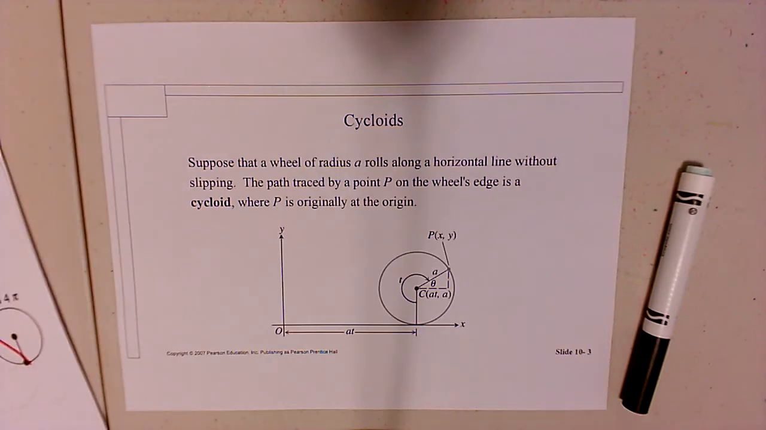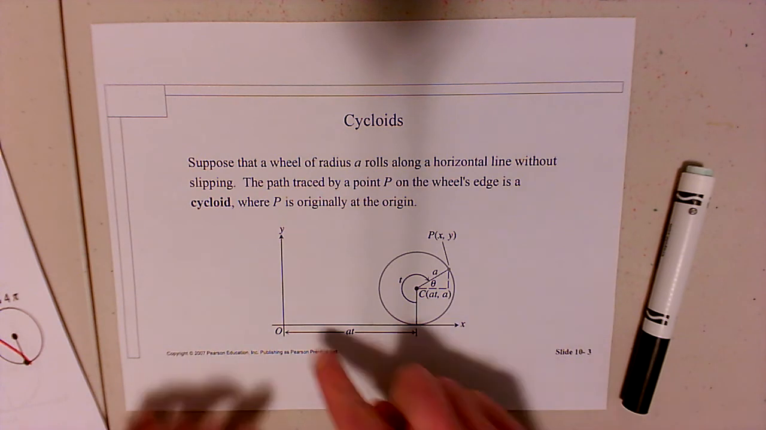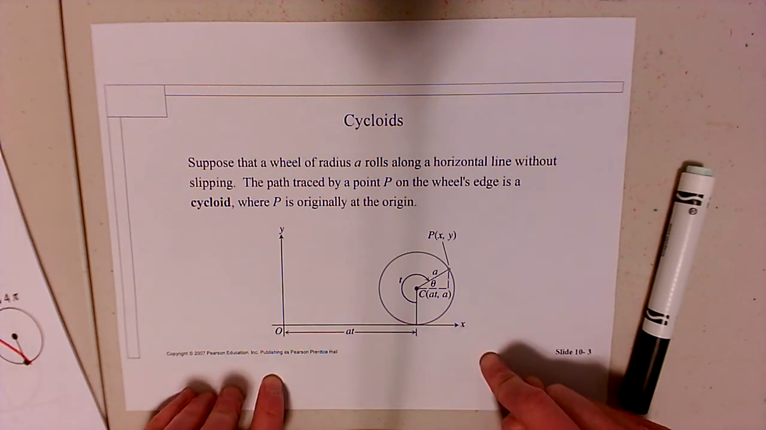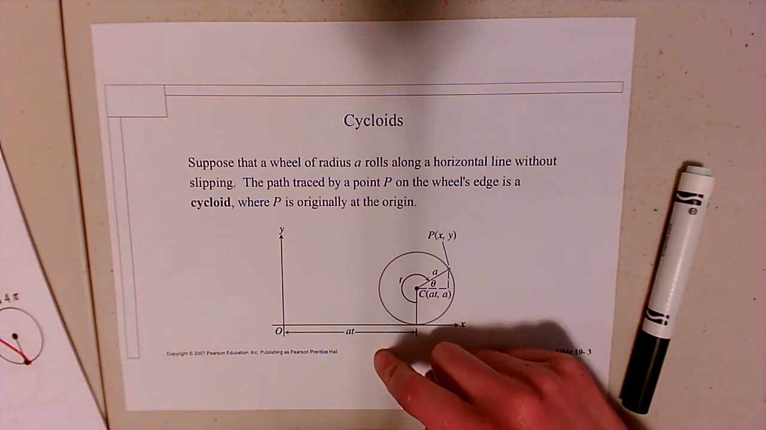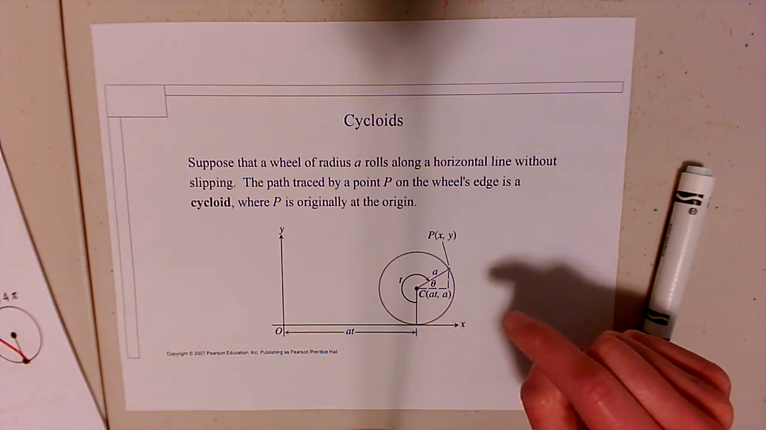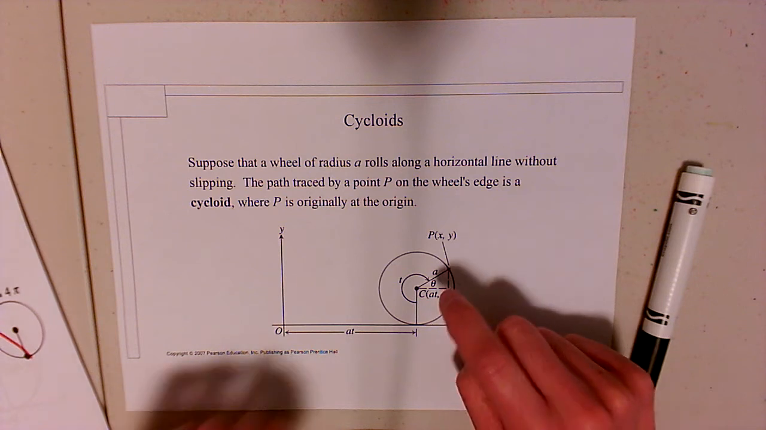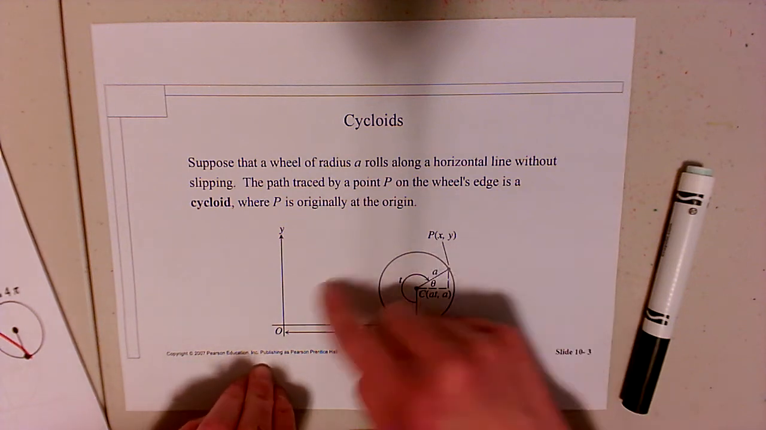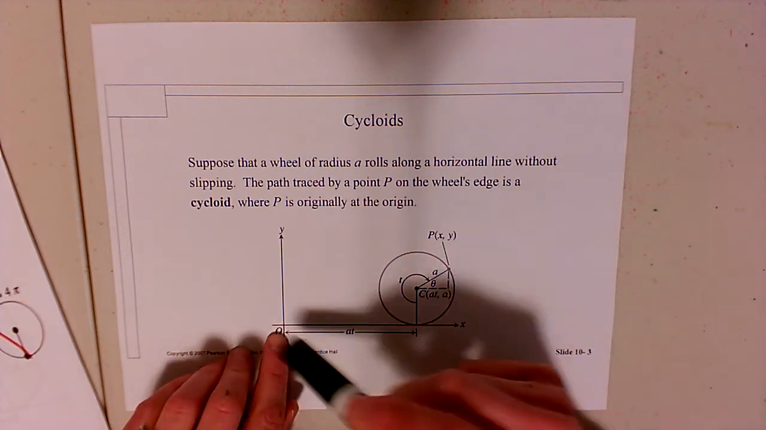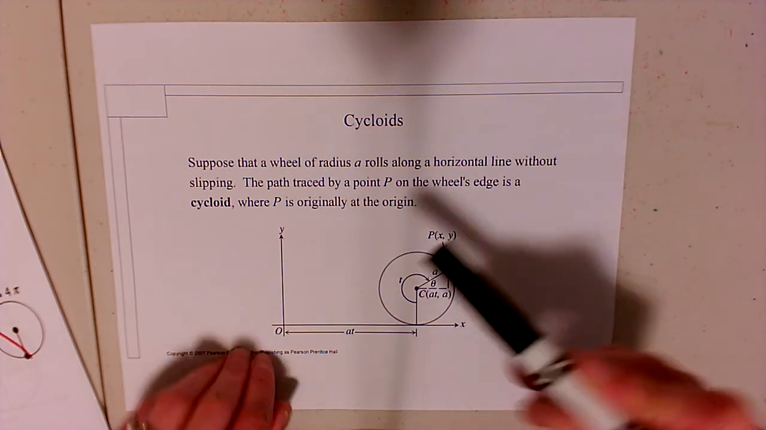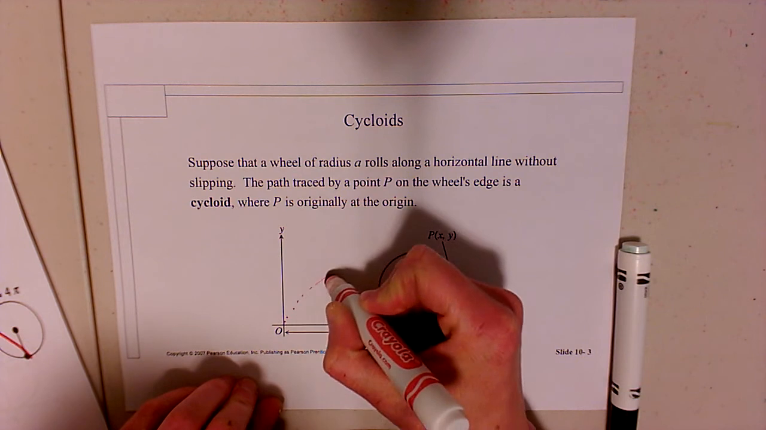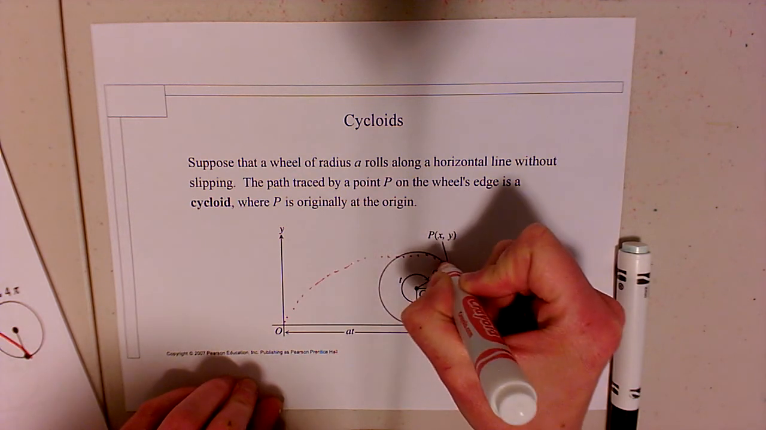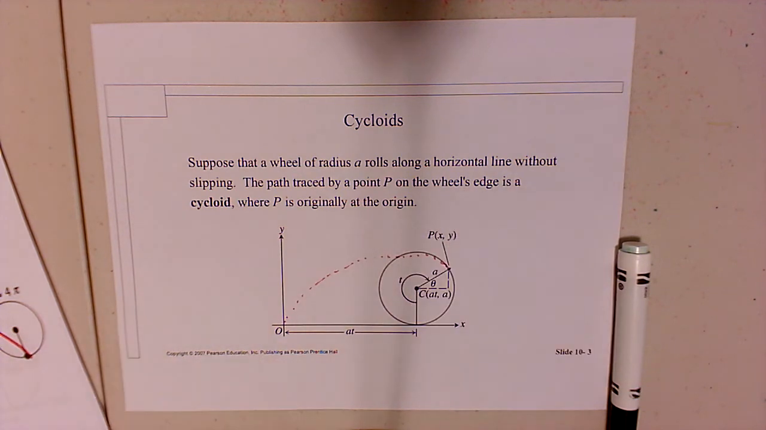So let's suppose that we have a wheel of radius a and it's rolling along this horizontal line without slipping, so it's got uniform motion. The path that the point on the wheel's edge traces is the cycloid that we just saw, and P is originally at the origin. So when we start this whole process out, your point is here, and we've traced the path of the point from the origin to here.